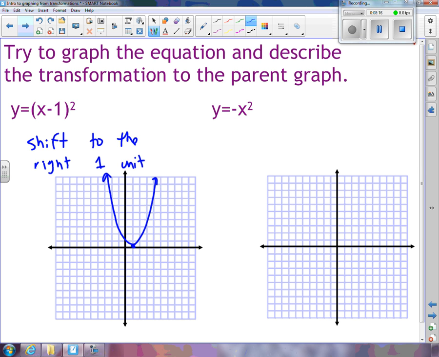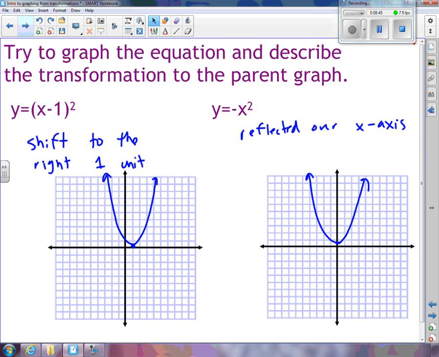So now let's try this one. This is a different case here. I have a negative on the outside of my function. This is similar to when I had that type of absolute value graph. When I have a negative on the outside of the whole function, it gets reflected or flipped upside down, reflected over the x-axis. So when my graph used to look like this, it's now going to flip upside down and look like that. It's still centered at the same spot. So here I have an upside down parabola. Same shape though.